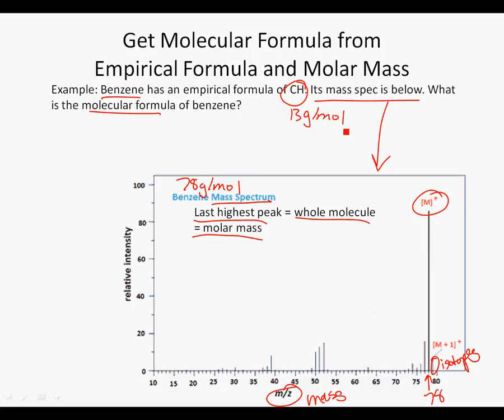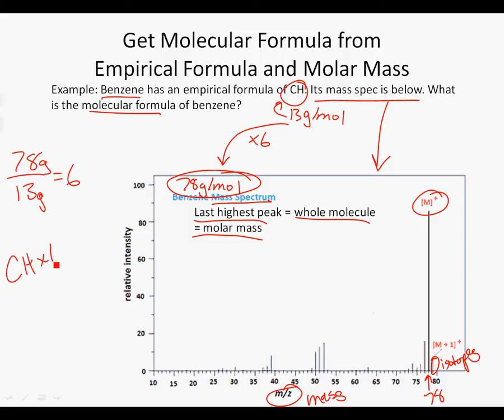So you need to know the mass of the empirical formula. You need to know the molar mass. And then you can just do a division, 78 divided by 13. And you can get that there's a 6-fold difference between those. In other words, if you want to know what the real formula of benzene is, just take the empirical formula and multiply by 6. So the empirical formula, CH times 6, is C6H6. And you can always double check that that's the right formula by adding up the molar mass. Sure enough, it's going to be 78.